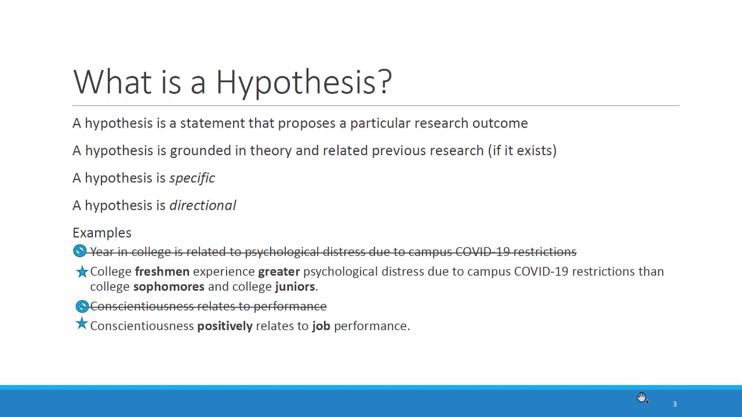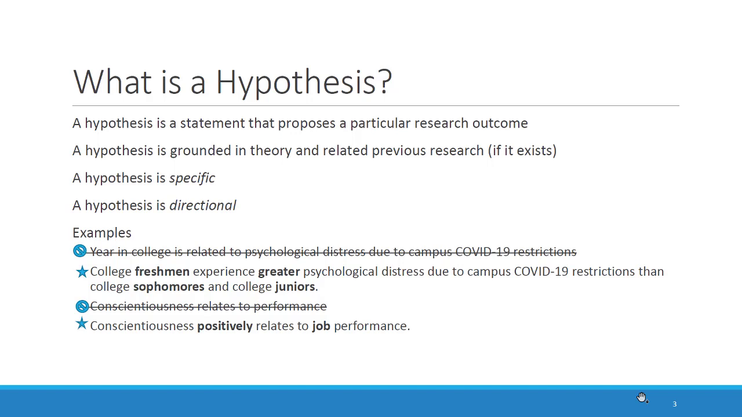What is a hypothesis? A hypothesis is a statement that proposes a particular research outcome. A hypothesis is grounded in theory and related to previous research, if it exists. So in some cases, there may not be any research on a particular topic, and in that case, you can ground your hypothesis in theory.